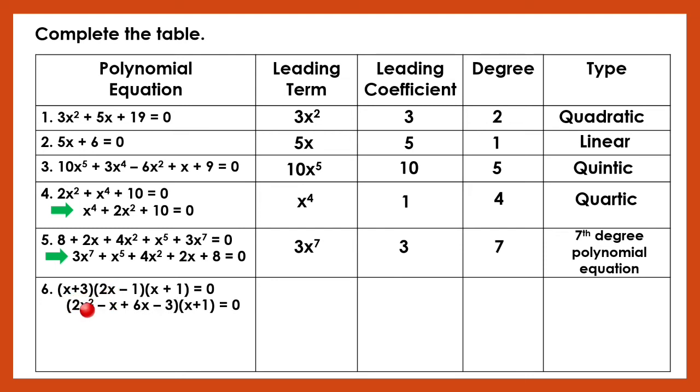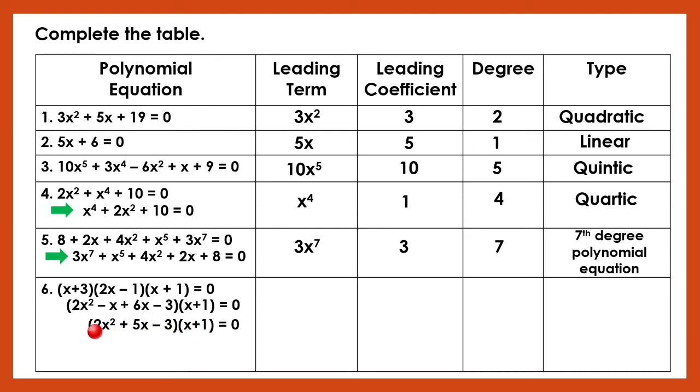X times 2x, that is 2x squared. X times negative 1, that is negative x. And then, 3 times 2x, that is positive 6x. And then, 3 times negative 1, that is negative 3. Then, copy x plus 1 equals 0. Ngayon naman, pagsasamahin natin yung magkaparehas na term, negative x and 6x. So, we have copy 2x squared. Then, negative x plus 6x, that is 5x minus 3 times x plus 1 equals 0.